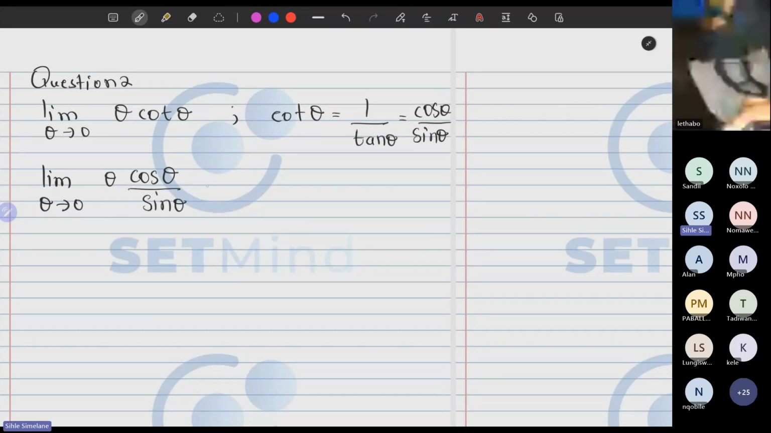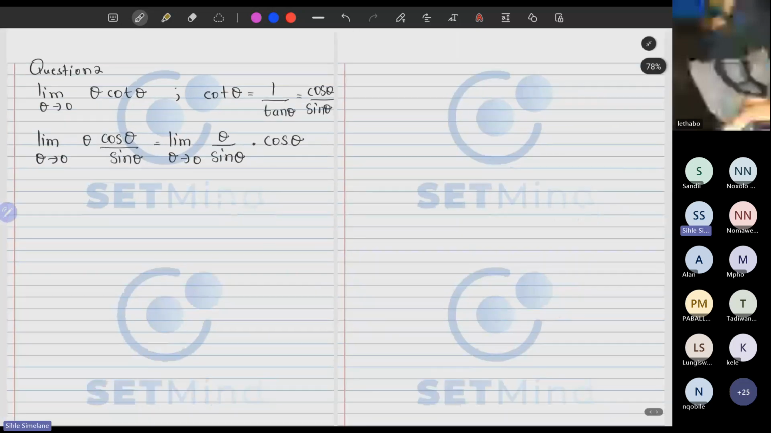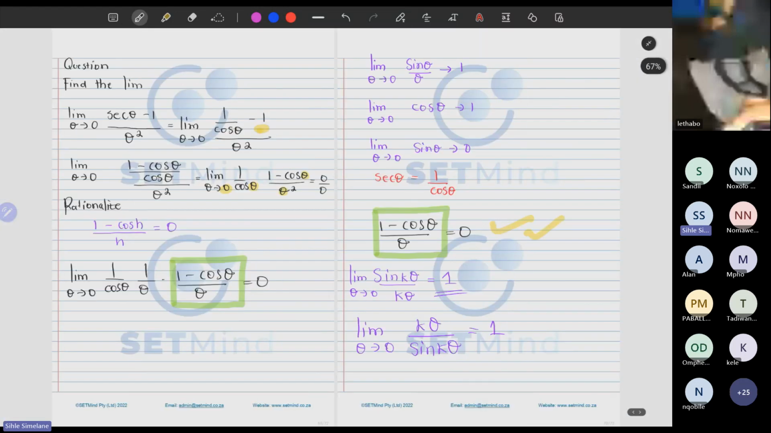And because I remember my things, I will write this as theta over sine theta, and then put in the cos on the other side. And then I go and think of my notes, which I wrote here, which I should know on top of my head.